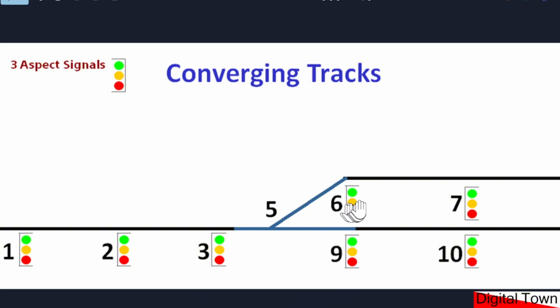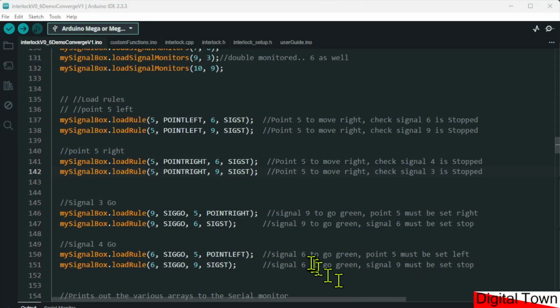The other thing is signal 6 must be set at danger. Again, if it was trains running in both directions, a signal down here would also have to be at danger as well to stop anything coming in the other direction. But to keep things simple, I'm not going to bother with the blocks and all the rest of it. We're just going to set the point in the right direction, and signal 6 must be at danger.